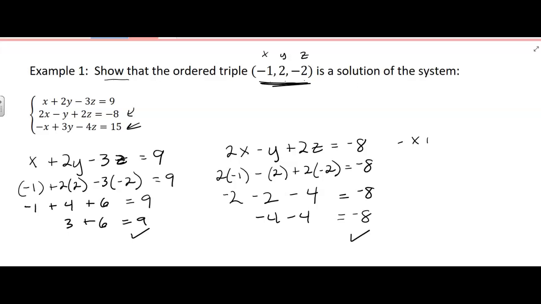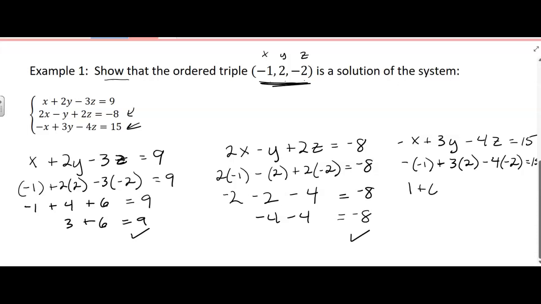Okay, so now we have to try the third equation and see if it works. So -x plus 3y minus 4z equals 15. So the opposite of -1, plus 3 times 2, minus 4 times -2, does that equal 15? I'm kind of running out of room. Okay, so I get 1 plus 6 plus 8. Does that equal 15? And 1 plus 6 is 7, and 7 plus 8 is 15.